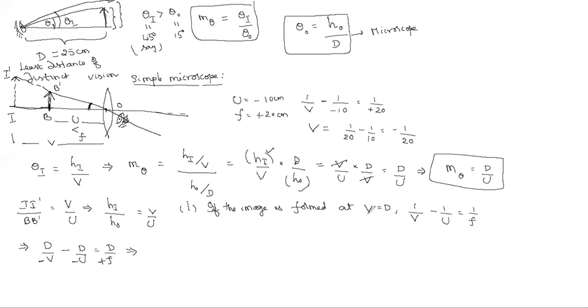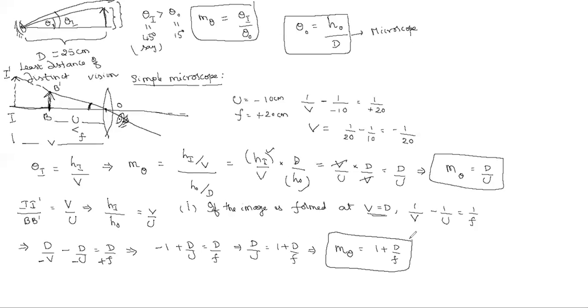Why? Because I took the condition V equals D. So in place of V, if I substitute D, it cancels. I will get here minus 1. Am I right? So minus 1 plus D by U is equal to D by F. D by U equals 1 plus D by F. Or else, I require magnification, that is D by U. Yes, this is the magnification of the simple microscope. That implies M theta equals 1 plus D by F.